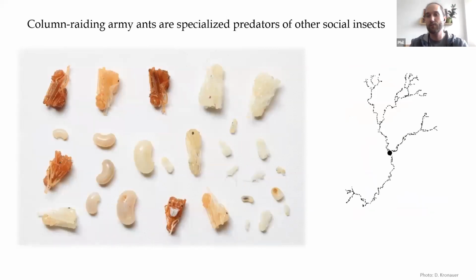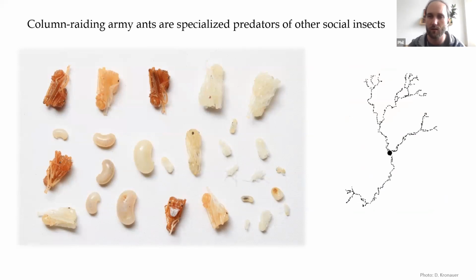And the other type, which is much more common than the swarm raiders, are the column raiders. So they don't form a distinct swarm front, but rather they have just little streets going out. And they usually search for other ant nests and raid these ant nests. So we have a much more restricted prey type.